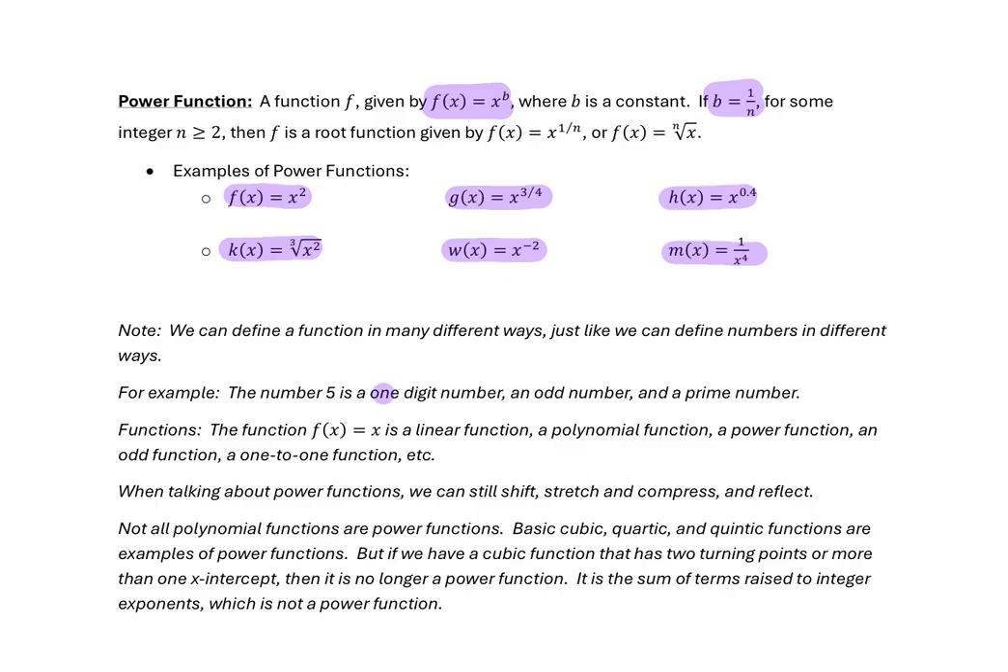It is a one-digit number, it's an odd number, it's a prime number, and so we can do the same thing with functions. If we look at the function f of x equals x, this is a linear function. It's a polynomial function. It's a power function. It's an odd function. It's a one-to-one function.